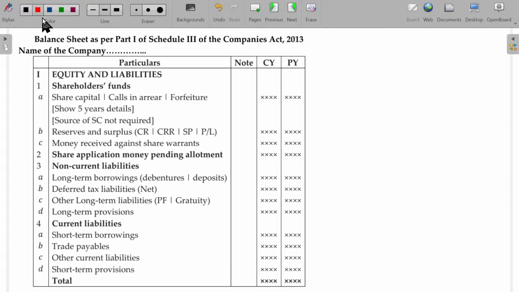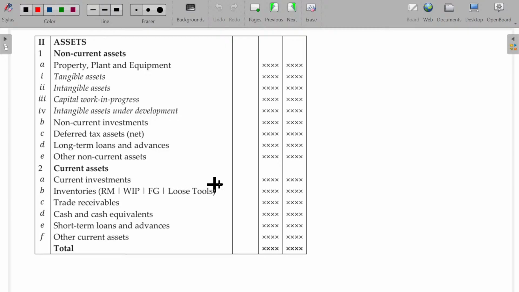Is that okay? So here you have to understand 4 predominant heads in your balance sheet. One is shareholders' funds. Another one is share application money pending allotment. And third being non-current liabilities, and fourth being current liabilities. These are the 4 predominant aspects you have to prepare on the liability side. In case of the asset side, 2 predominant items.